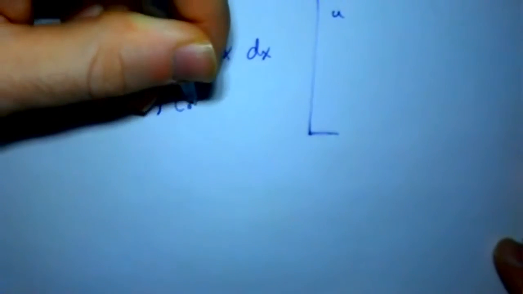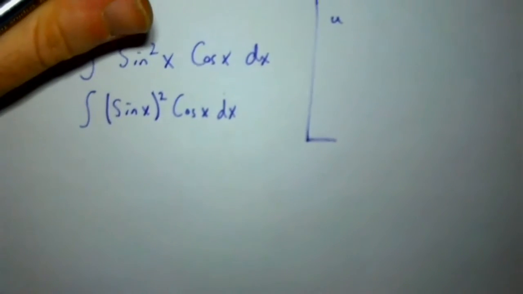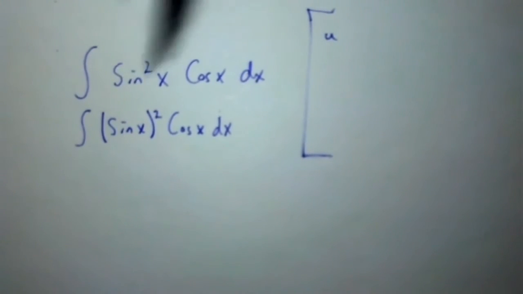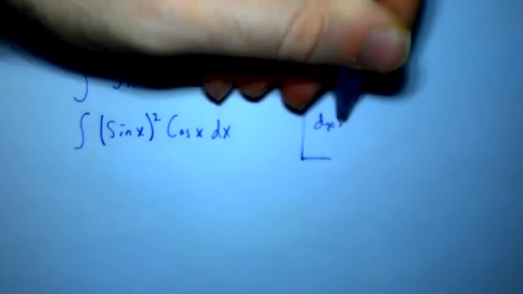And now you can aim for the stuff in parentheses, right? So some of these now you're starting to see, you've got to rewrite them. You've got to play with them a little bit to get somewhere. So think of this as sine x in parentheses, quantity squared. And so now we've got u, du/dx, okay?